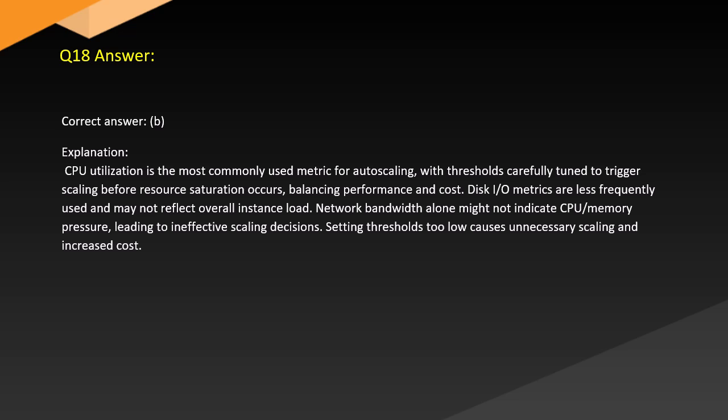Answer. Correct answer. B. Explanation. CPU utilization is the most commonly used metric for auto-scaling, with thresholds carefully tuned to trigger scaling before resource saturation occurs, balancing performance and cost. Disk IO metrics are less frequently used and may not reflect overall instance load. Network bandwidth alone might not indicate CPU or memory pressure, leading to ineffective scaling decisions. Setting thresholds too low causes unnecessary scaling and increased cost.